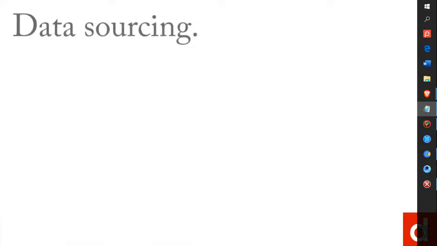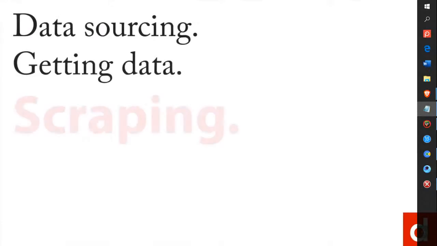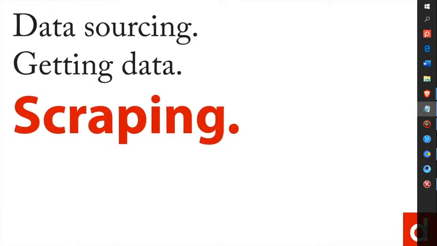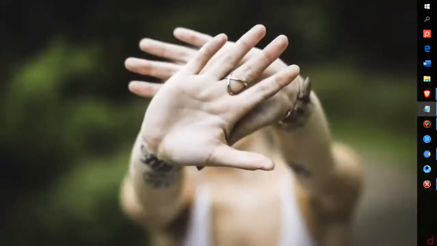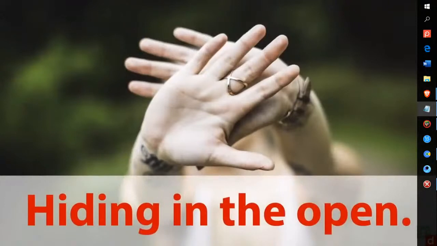When you're looking for data, another great way of getting data is through scraping. And what that means is pulling information from web pages. I like to think of it as when data is hiding in the open. It's there, you can see it, but there's not an easy, immediate way to get that data.